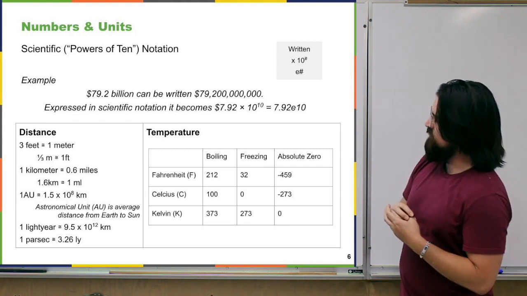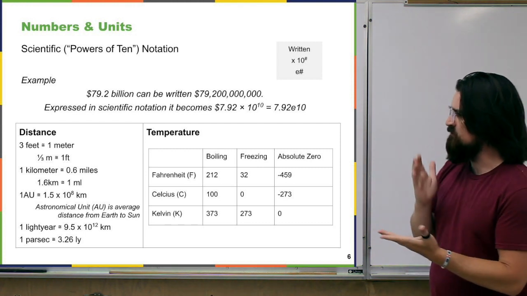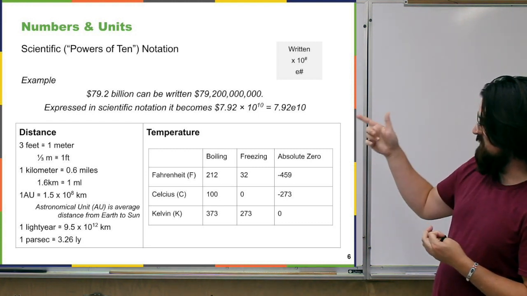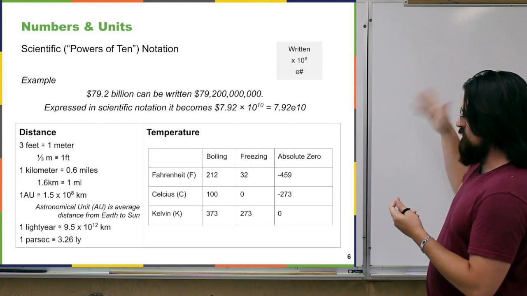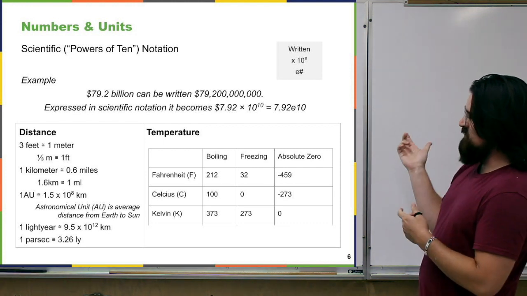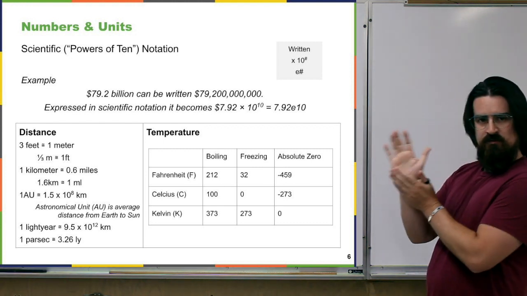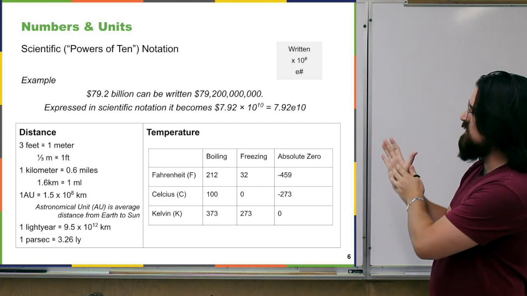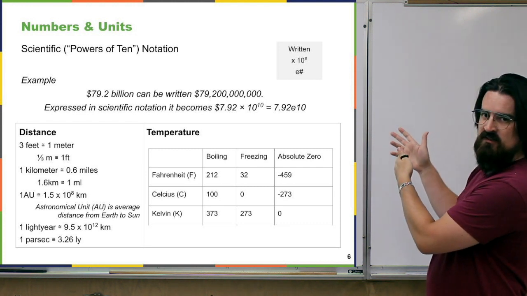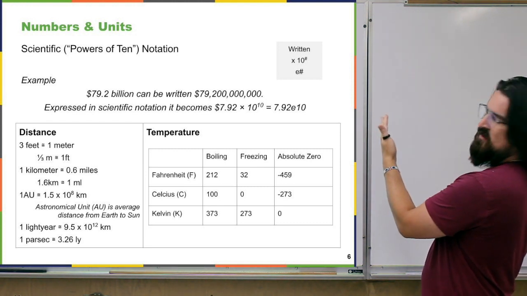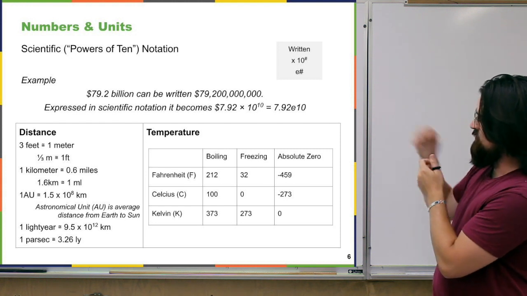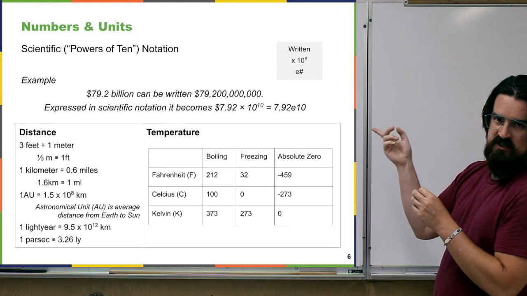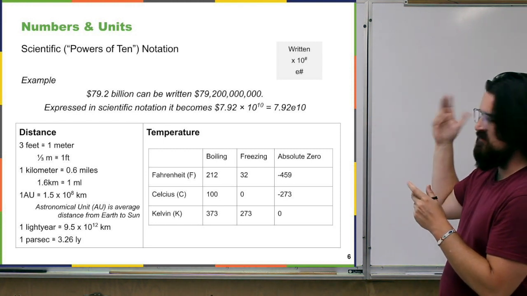One example: you could write 79.2 billion as 79.2 billion, or you could write it as 79.2 followed by 8 more zeros. In scientific notation, though, if you move the decimal place over 10 places, then we get 7.92 times 10 to the 10th, because that's 10 places we moved the decimal over. And you can also write it as just E10. Both of those say the same thing, 7.92 times 10 to the 10th power.